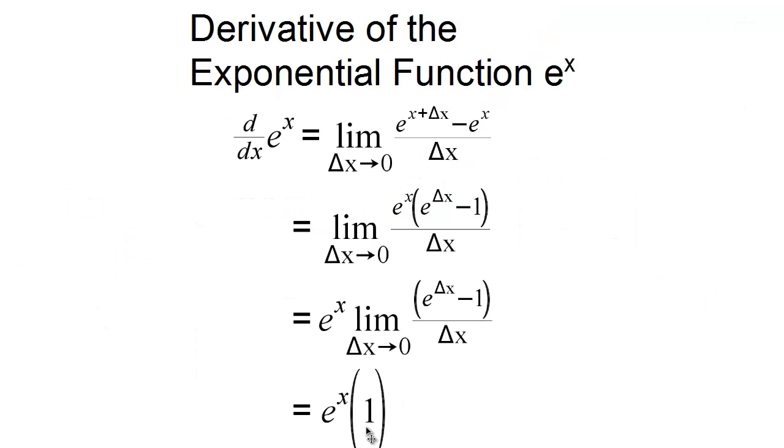Therefore, if we substitute a 1 for this, the derivative of e to the x is equal to e to the x times 1, or just e to the x. So the derivative of e to the x with respect to x is e to the x. What an interesting thing.